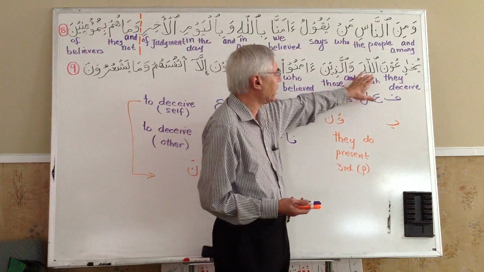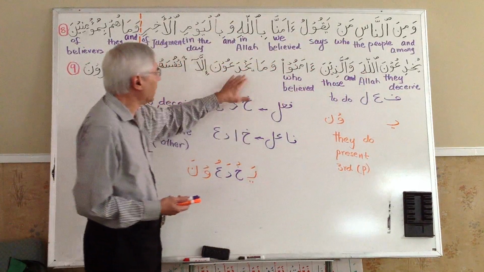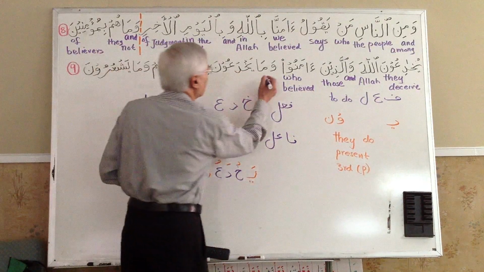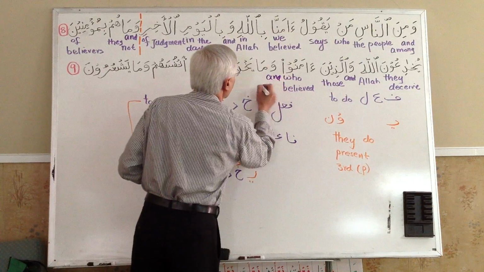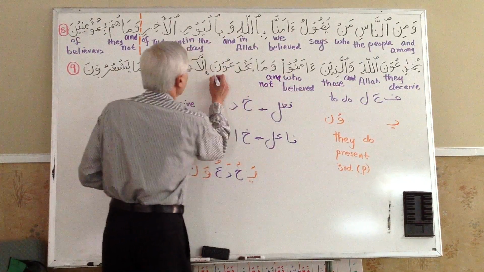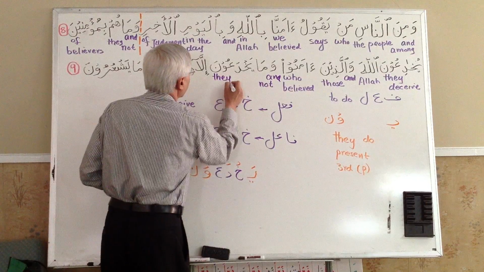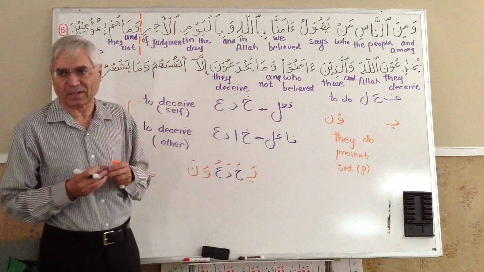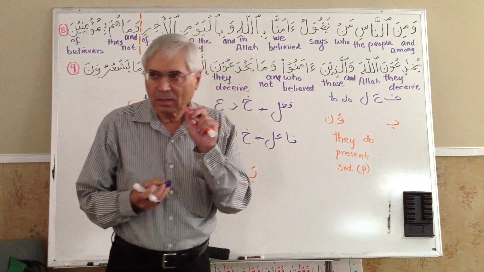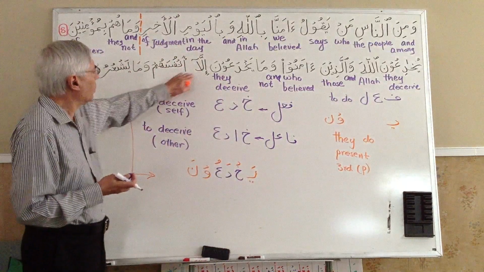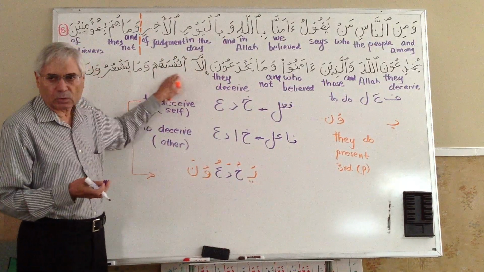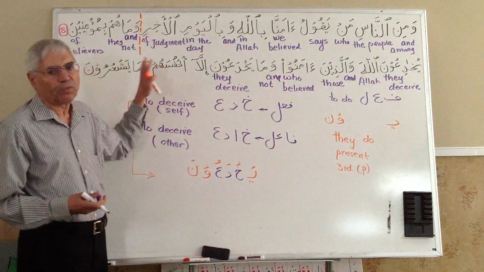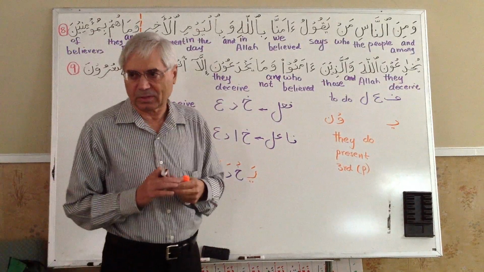And the other is mentioned here, Allah and believers. But then Allah says, وَمَا يَخْدَعُونَ, and not they deceive. Which means they are not deceiving. They are not deceiving. It will be made clear once we translate these two words after that: they are not deceiving illa anfusahum, except themselves.